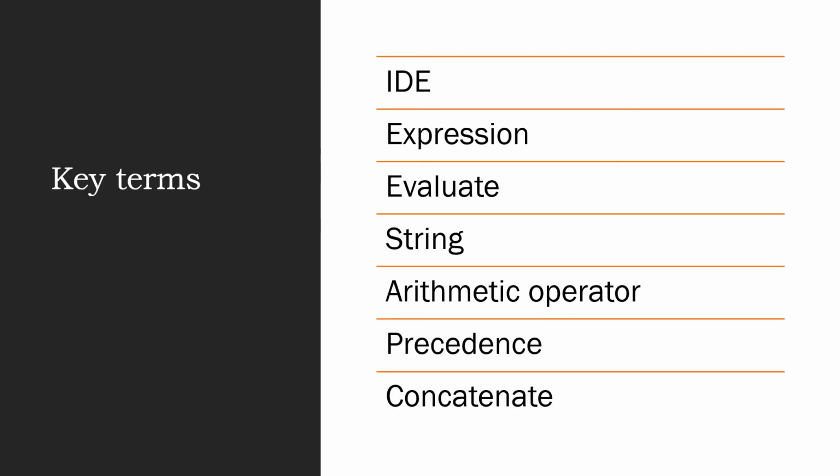On the screen, you'll see some of the key terms that we've learned in this lesson. They are IDE, expression, evaluating an expression, string, arithmetic operator, precedence, and concatenate. You should know the meaning of all these terms. If you're not clear what any of these mean, go back to the earlier slides and check what you've learned.